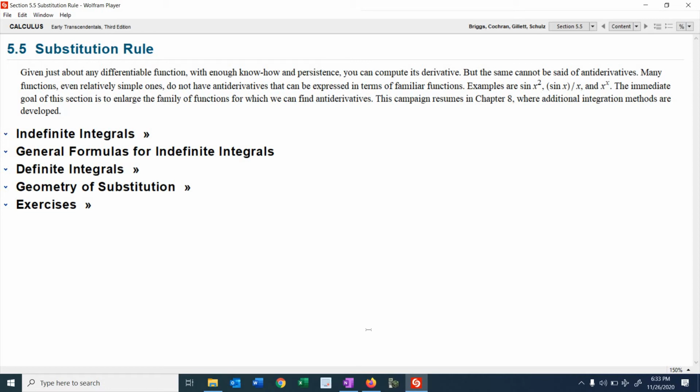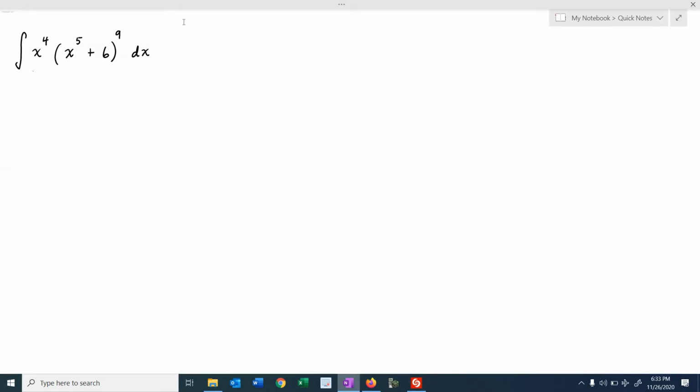Hello again. In this video, we're going to go over a very important integration technique known as substitution. Okay, so let's look at this example. Now, in this example, we want to find this indefinite integral. In other words, we want to find an antiderivative of this function. It's not obvious as to what that function would be.